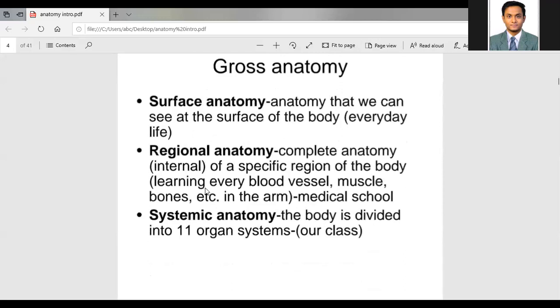So, surface anatomy is what we can see by our eyes. Regional anatomy specifies the organ separated from the body. For example, the arm, the lower leg, the lower limb or lower extremity. And systemic anatomy is basically many organs combined together form an organ system. So we have 11 organ systems in our body. So I'll elaborate more on what organ systems is. Let's go ahead.